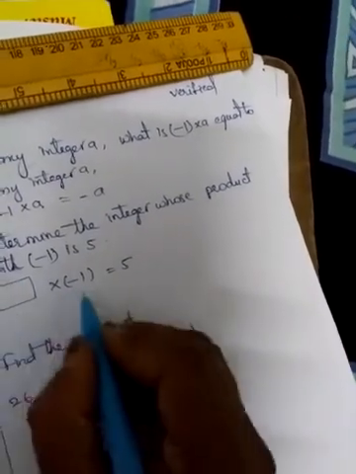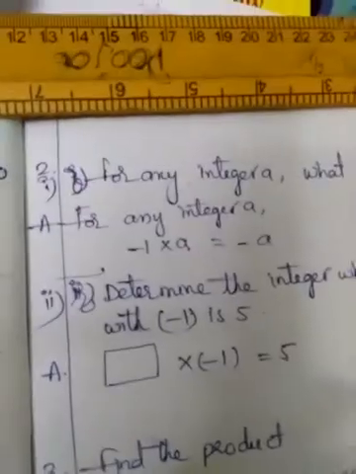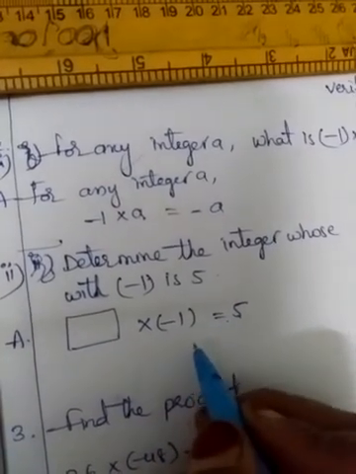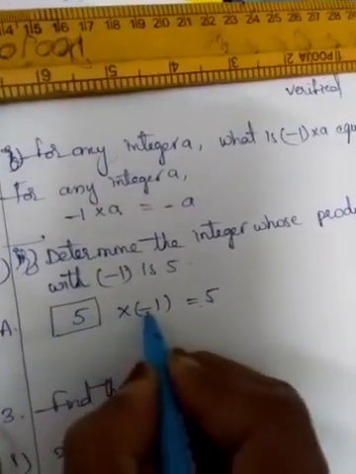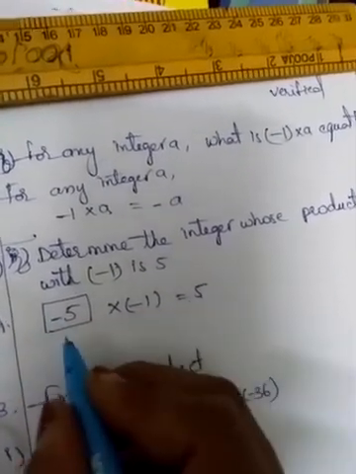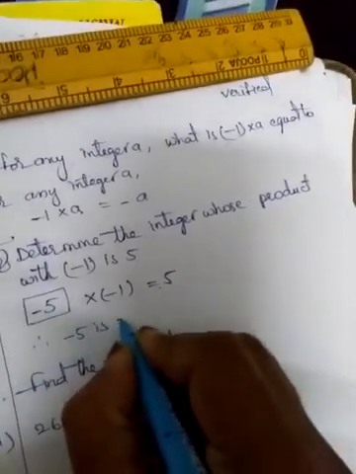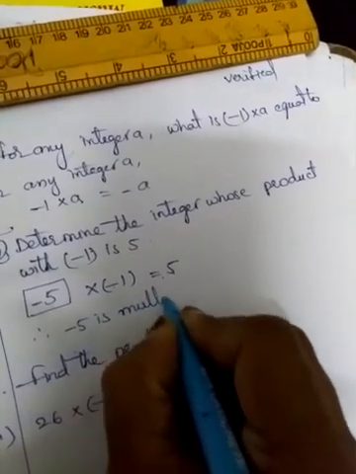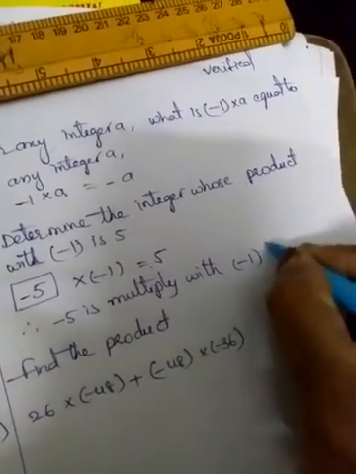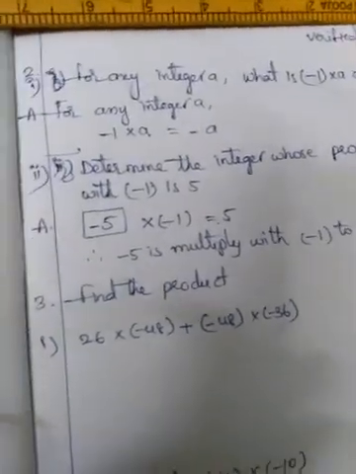In that which number have to come? Minus 1 table 5 n will come. So here negative is there, here negative not there. In previous also we did 1 table 5. But minus is there. Minus to how much multiply? Plus will come, minus into minus. So answer is minus 5. Therefore, minus 5 is multiply with minus 1 to get 5. Completed. Okay. Now come to third problem.